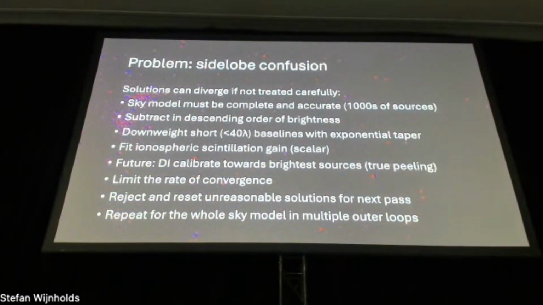And in the future, what we'd like to do is be able to DI calibrate towards the few brightest sources, but this is quite expensive and complicated. The other tip is to limit the rate of convergence, because sometimes this is the input to your subtraction. If things go wrong, then things will tend to go off into infinity. So you want to go in baby steps, and as you loop over the entire model multiple times, you'll be able to get more accurate solutions each iteration. And you want to make sure that you check for any diverging solutions and reject them so that they can be picked up in the next pass.